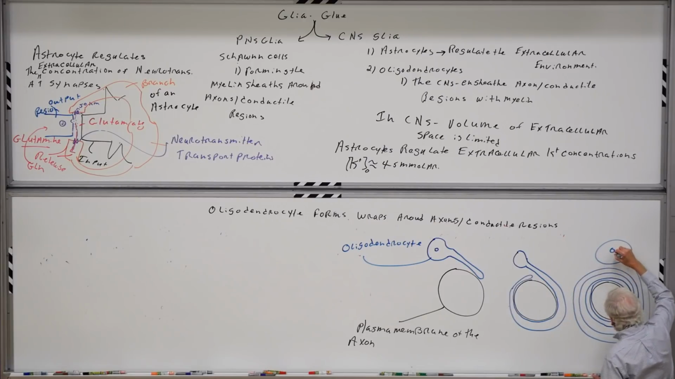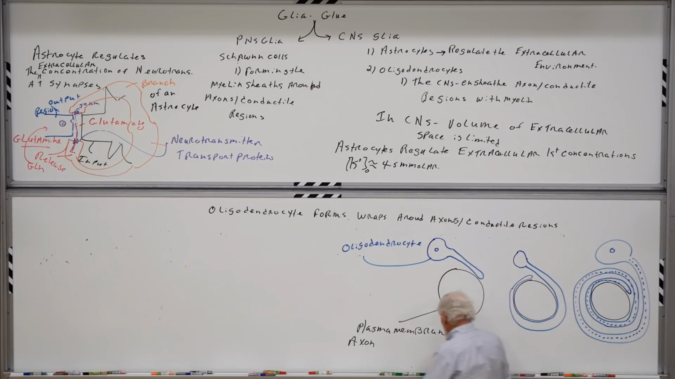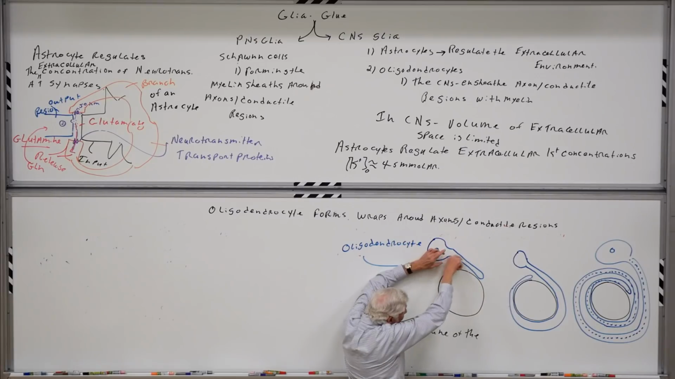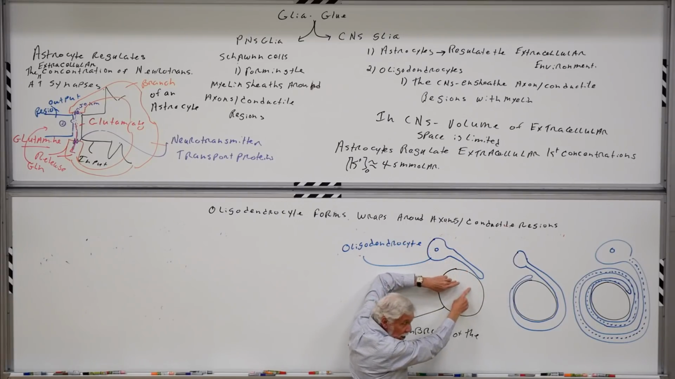So this is the cell body. And if you follow this out, and I've done this right, we should be able to follow the cytoplasm all the way around here, back to the leading edge. So again, the leading section of this oligodendrocyte contacts the neuronal plasma membrane, sticks to it.